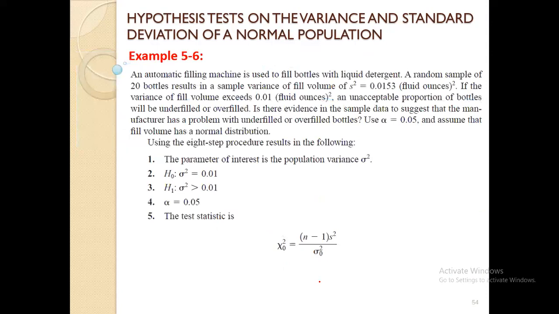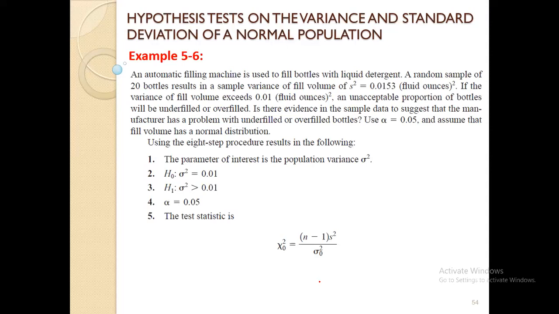For this example, we consider the automatic machine for filling detergent that we used previously. We have data of about 20 bottles. And for this case, you measure the variance of filling volume. The variance of filling volume is 0.015.